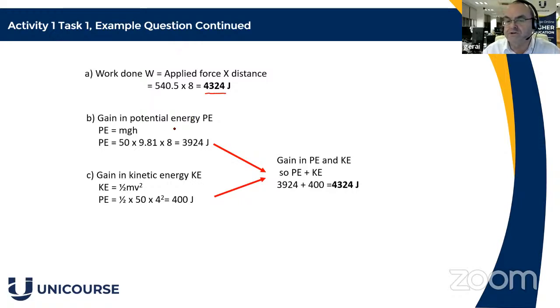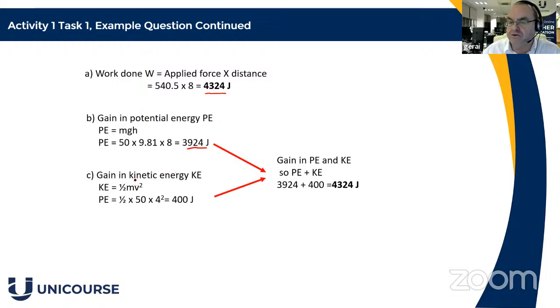Now what I want to do is look at the gain in potential energy. So remember, potential energy is due to its position above the datum. The potential energy is given by mgh. So if we put our values in of mass, g, and height, which is 8 meters, then that gives us 3,924 joules.